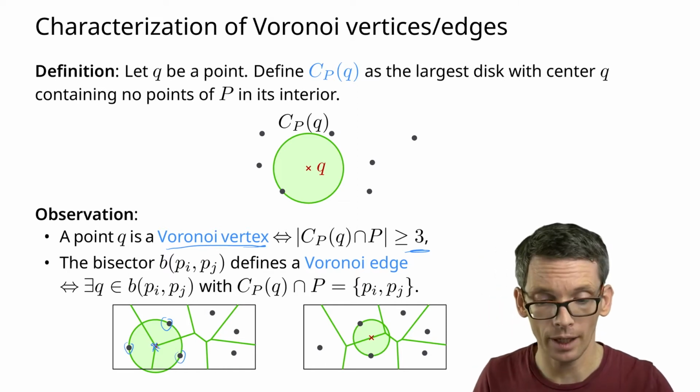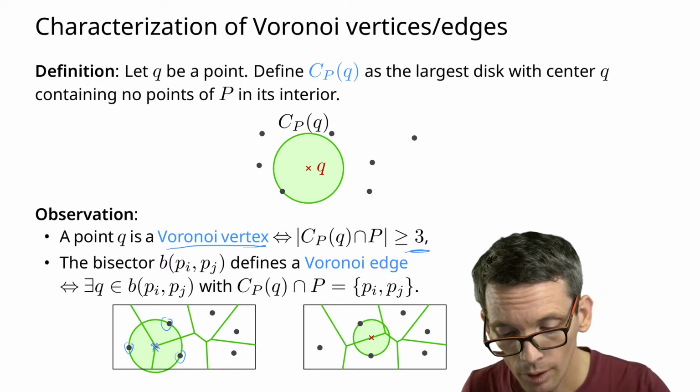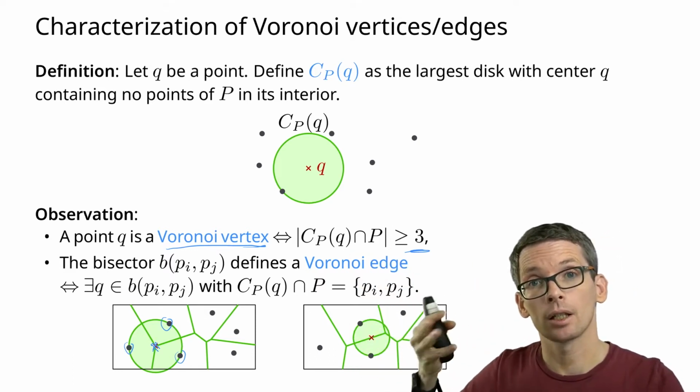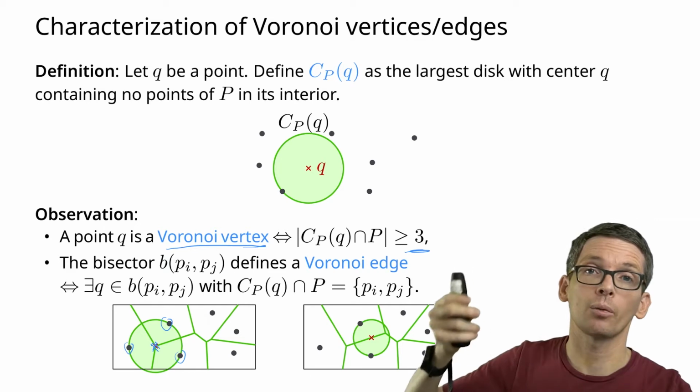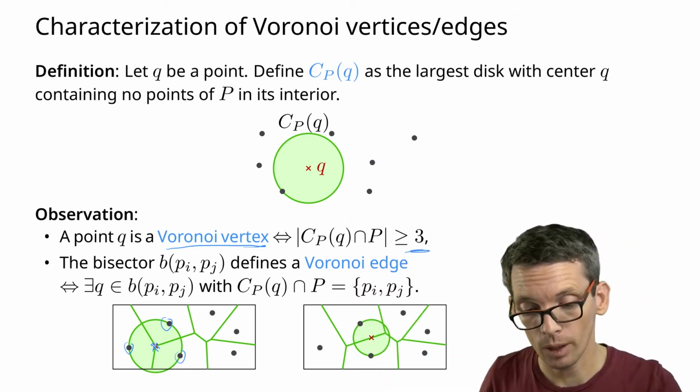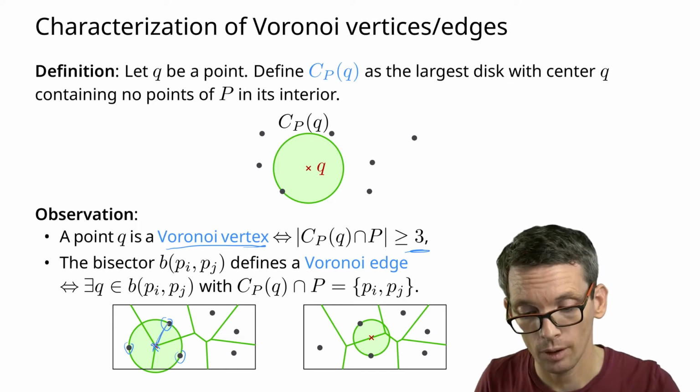And why is that the case? Because for a Voronoi vertex, it's on the boundary of at least 3 cells, meaning it has at least 3 nearest neighbors, and all of these 3 will be on this disk.